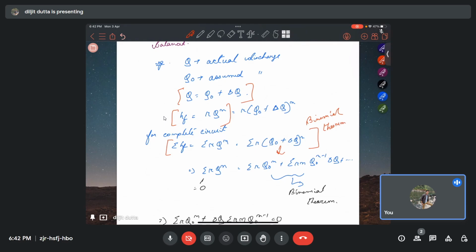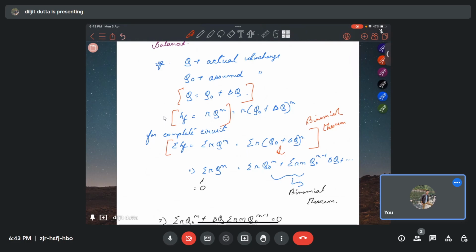If we expand by binomial theorem, we will get a lot of terms, and the first term will be sigma r Q naught to the power n, and the second term will be sigma r n Q naught to the power n minus 1 into delta Q. These are the leading order terms in the binomial theorem, and as we proceed further, the powers of delta Q will be increasing. Since we are assuming that delta Q won't be varying that much, delta Q will be very small, so the other terms we will be neglecting.